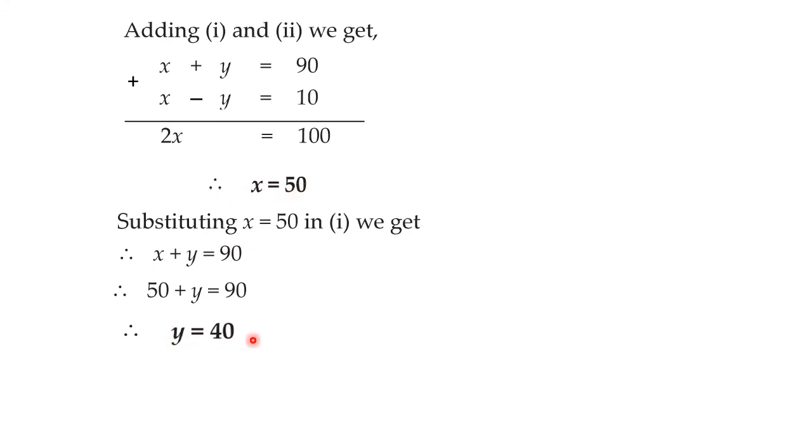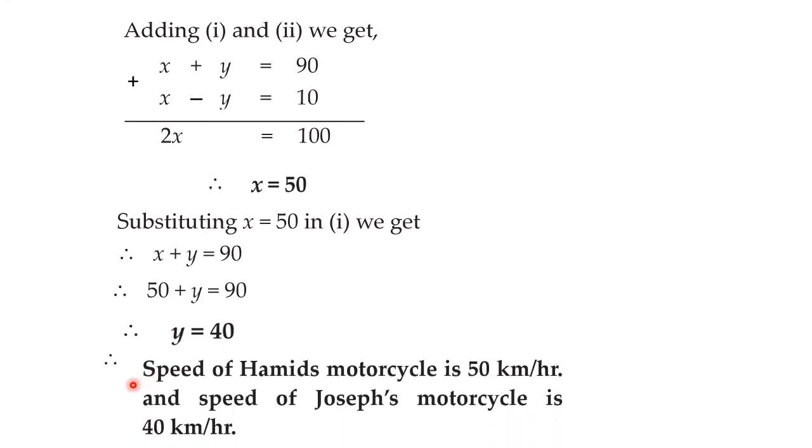We got both the unknown variables. Then finally we have to write down the statement, what x stands for and what y stands for. Therefore, the speed of Hamid's bike is 50 kilometers per hour and that of Joseph's bike is 40 kilometers per hour. Okay, so you can write down the answer like this. Therefore the speed of Hamid's motorcycle or bike, whatever you write, is 50 kilometers per hour and the speed of Joseph's motorcycle is 40 kilometers per hour.